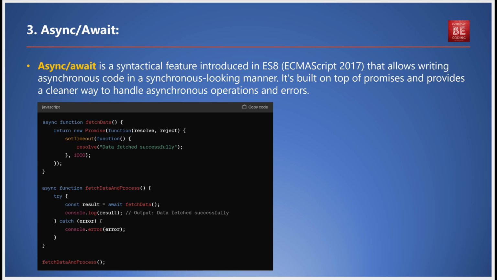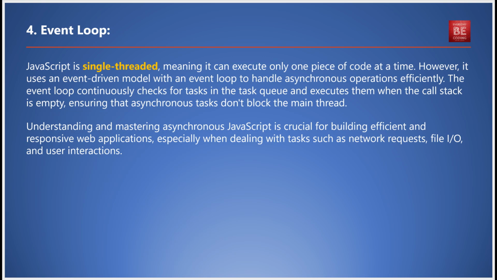It's built on top of promises and provides an even cleaner way to handle asynchronous operations and errors. Consider an example where fetchData is an asynchronous function that returns a promise. fetchAndProcess is another asynchronous function that calls fetchData using the await keyword. The await keyword makes JavaScript pause and wait for the promise to resolve or reject, then resumes the execution and returns the resolved value.